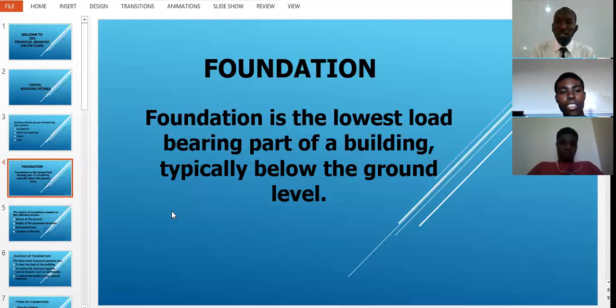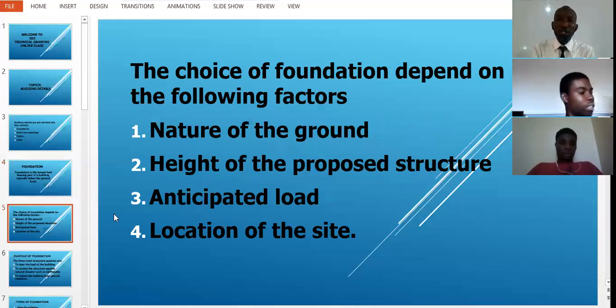The foundation, the essence of the foundation is to what? Is to bear load. Are you okay with that, Igwisi? Yes, sir. Good. Now, the choice of foundation depends on the following factors.